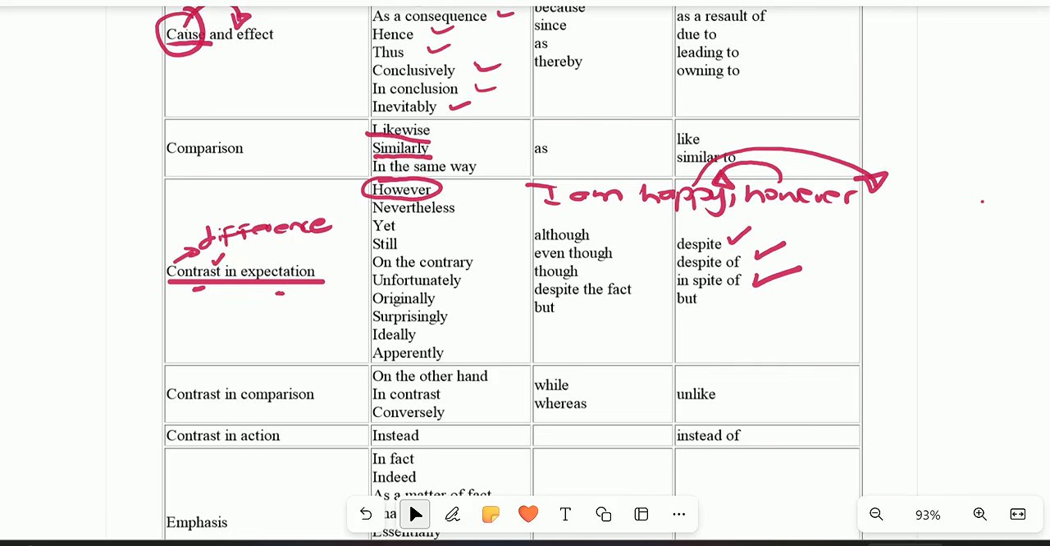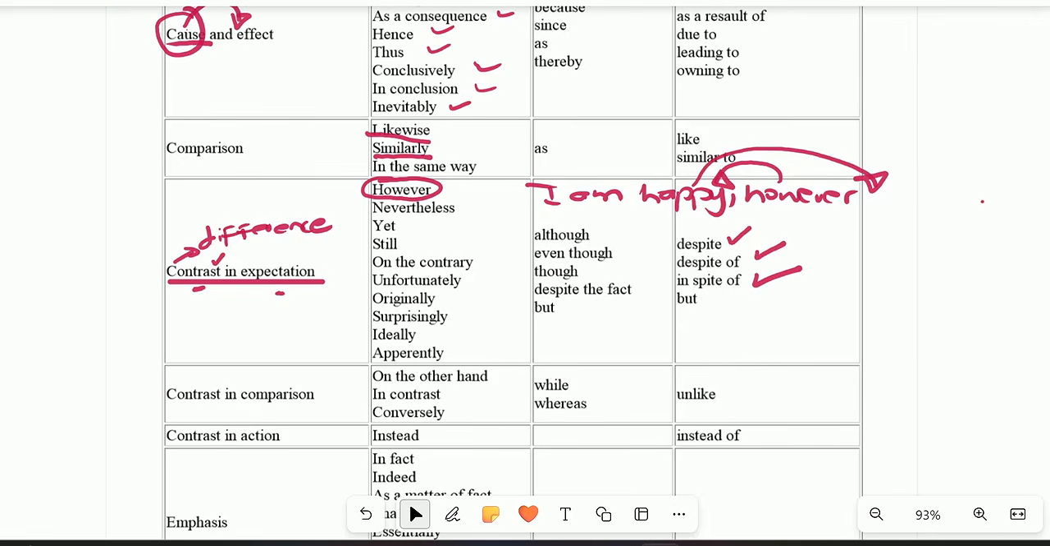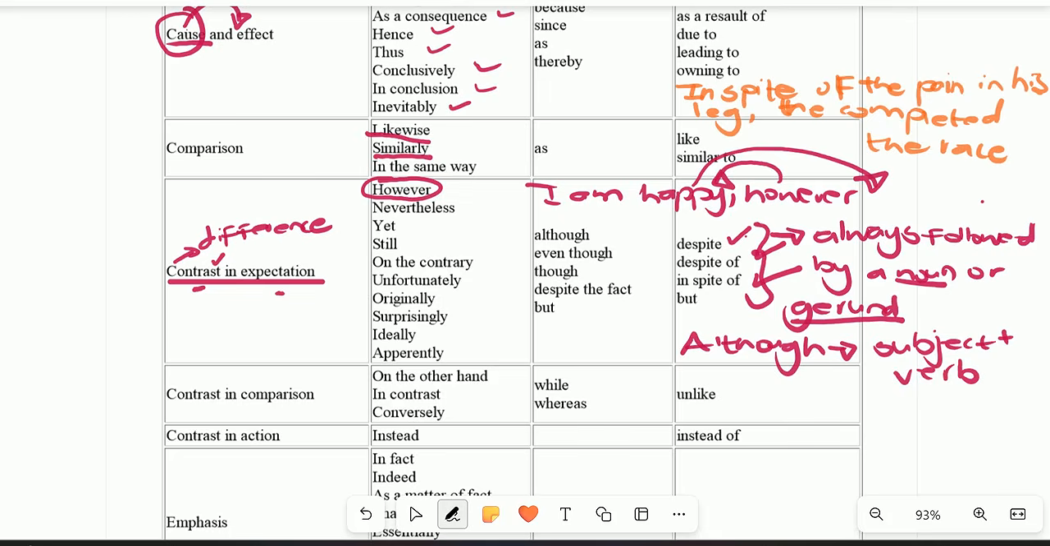Despite is always written as one word, never despite of. In spite of is always written in three words. So they actually mean one and the same, they can be used interchangeably, and they are what you call prepositions. Please look into the video where I unpacked parts of speech just to refresh your memory and remind yourself what you mean by prepositions. And what is interesting to note is also that despite or in spite of always follow a noun or a pronoun. They can also follow a gerund. Let us look at an example.